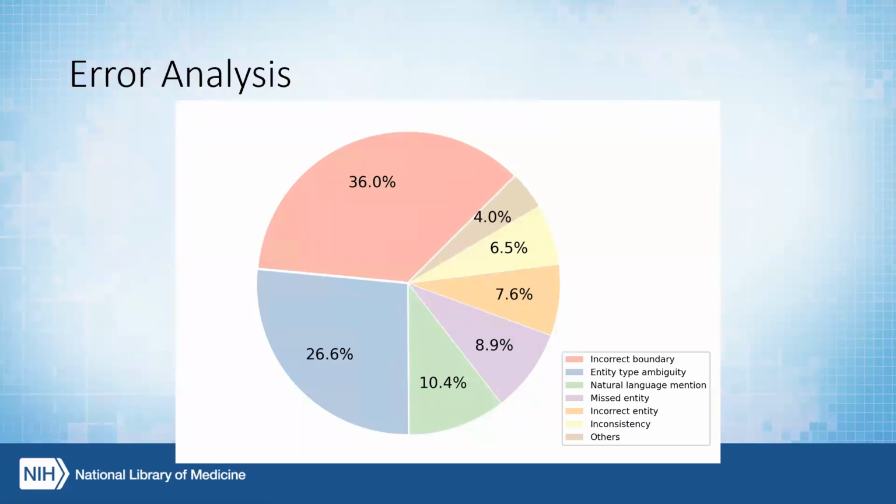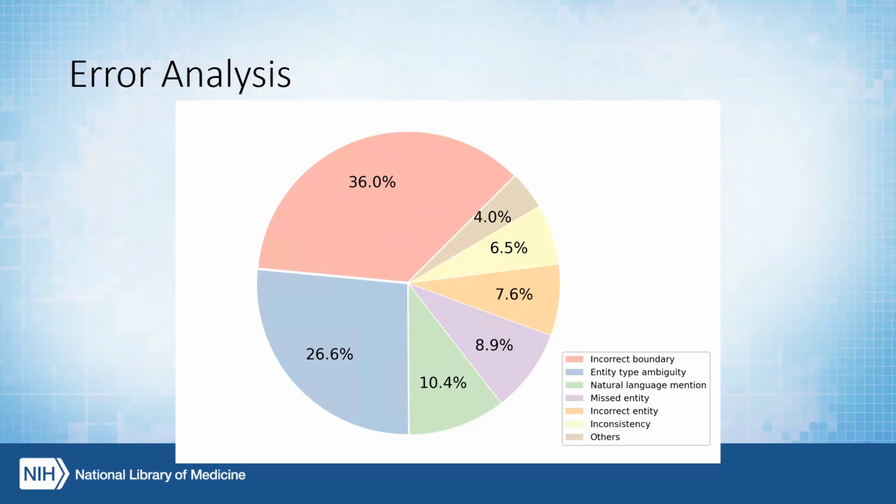Although AIONER exhibits promising performance, there are still some errors. 36% of the remaining errors are incorrect boundaries, mostly dealing with whether the leading or trailing tokens should be included in the span. For example, whether necrotizing should be included in the disease mention necrotizing fasciitis.